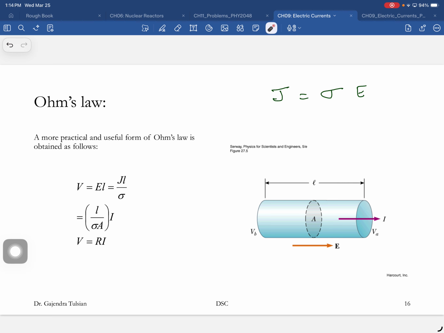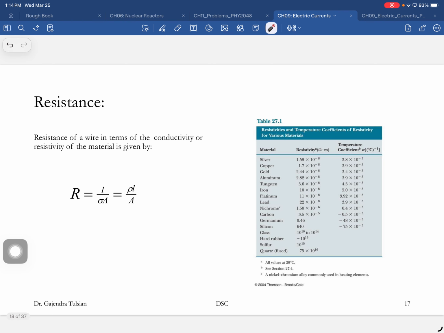Ohm's law says that if you double the voltage across a wire, the current in that wire will double. So what is happening microscopically when you double the voltage across the wire? When you double the voltage, you're doubling the electric field. You're doubling the drift speed. Very good, David. Thank you.